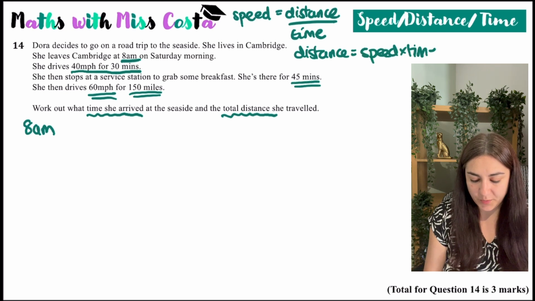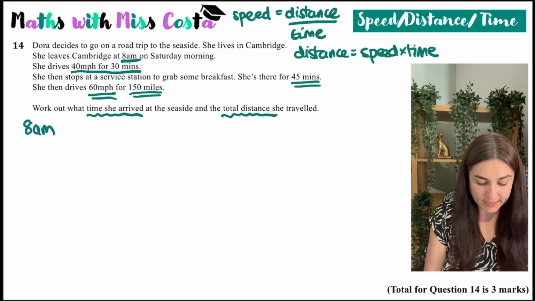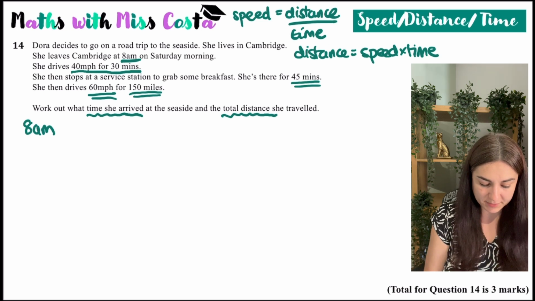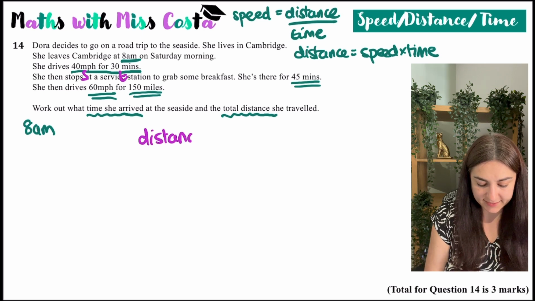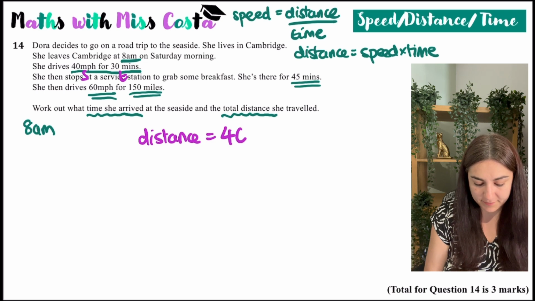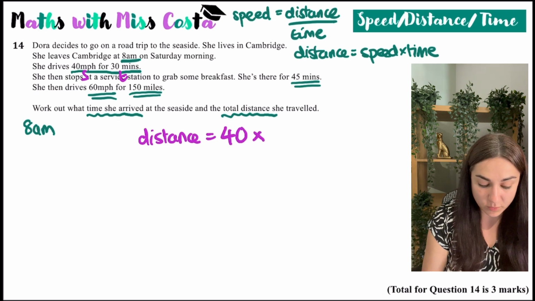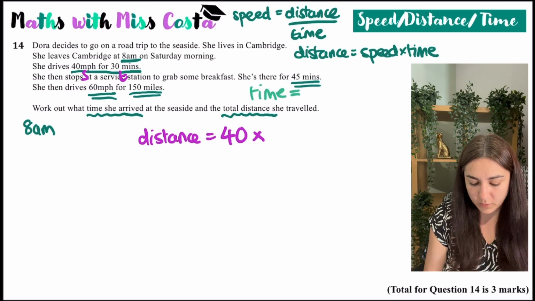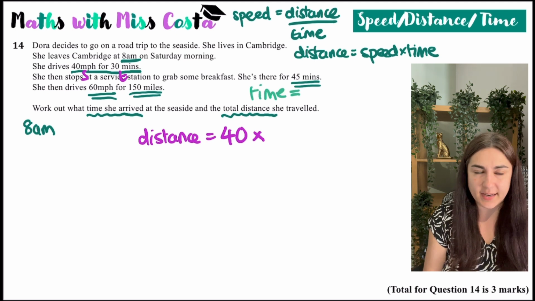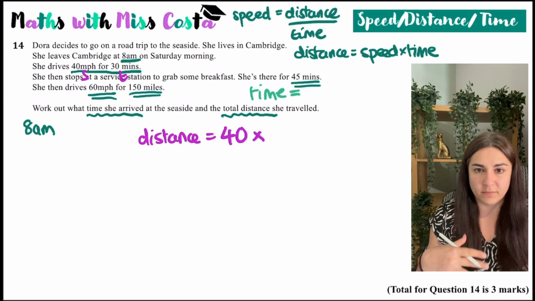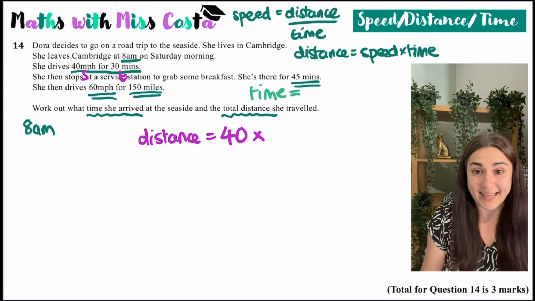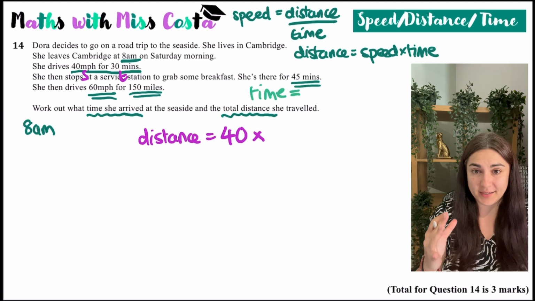Okay, so let's figure some stuff out. She drives for 40 miles per hour for 30 minutes. So I know the speed and I know the time, so I want to work out the distance. How do I work out distance? Distance is speed times time. So I do 40 times, and this is where so many people get caught out. Time also always needs to be written, unless the question is specifically meters per second or whatever, which it very rarely is, always write it in units of an hour.